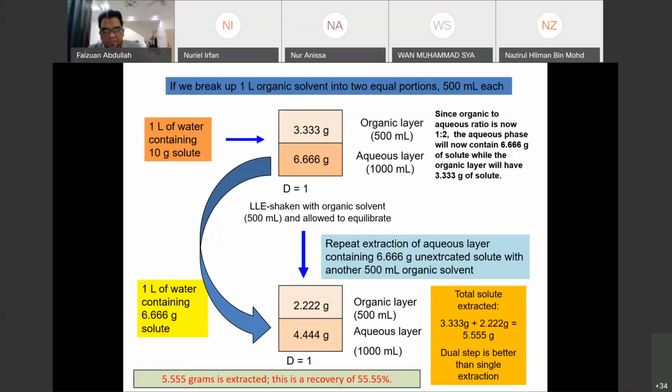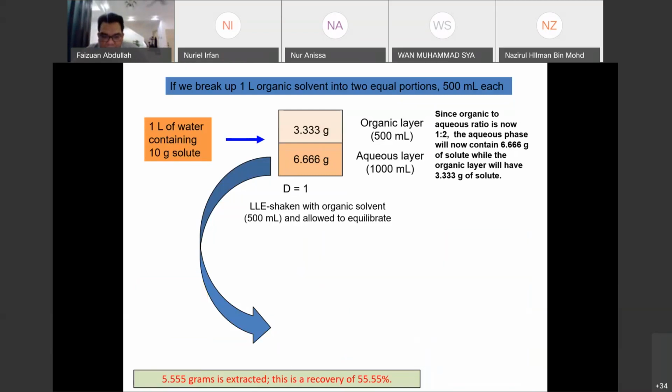So the LLE is shaken with organic solvent, 500 ml, and allowed to equilibrate. Repeat extraction of the aqueous layer containing 6.66 grams unextracted solute with another 500 ml of organic solvent. Then we have the total that has been extracted is now 5.555 grams.